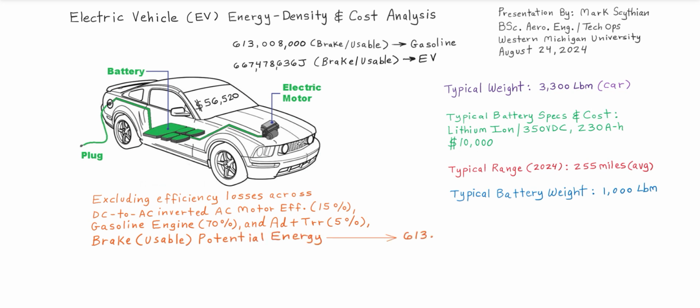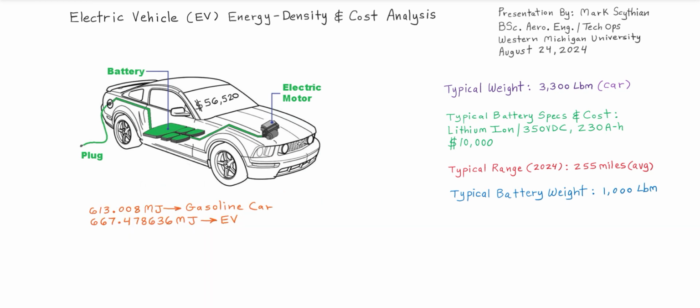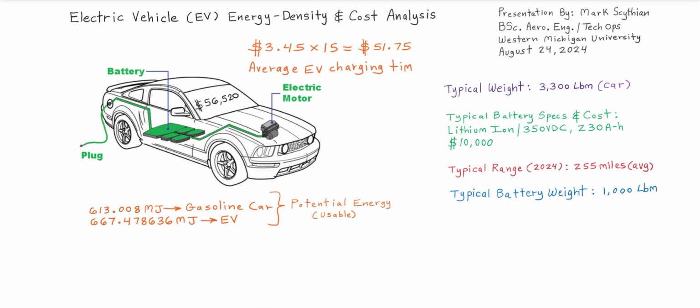The brake usable potential energy is 613.008 megajoules for the gasoline car and 667.478636 megajoules for the EV. And that is due to the higher efficiency of the EV. But the overall outcomes have to then be taken to step 2. And so this then moves into the charge maintenance, either filling the gas tank or charging the battery.